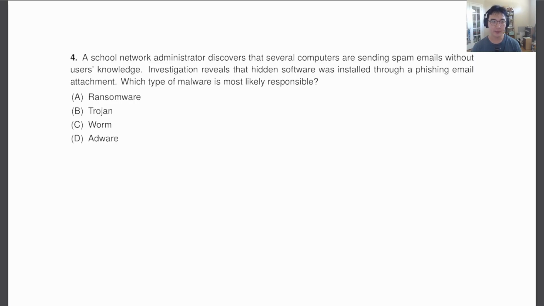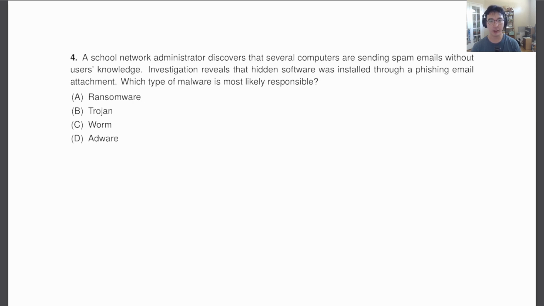A, is it ransomware? Well, the good thing about terms, once again, is there should be some type of ransom demanded in this problem if it was ransomware. Because there's no ransom, basically asking for money or something, this isn't ransomware.